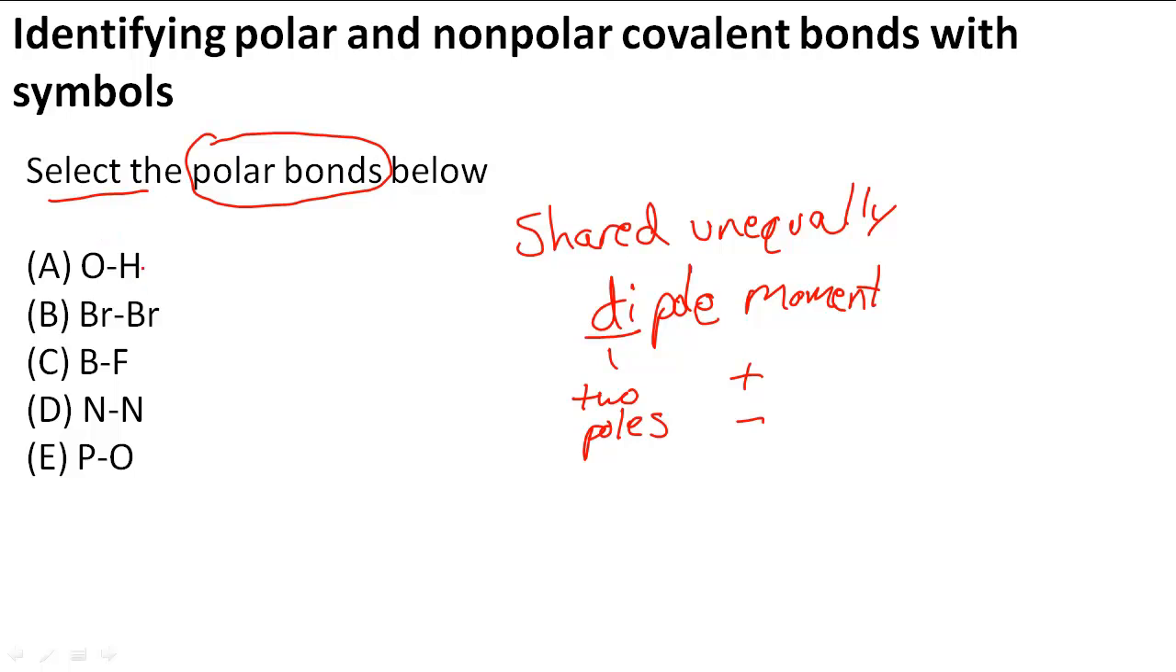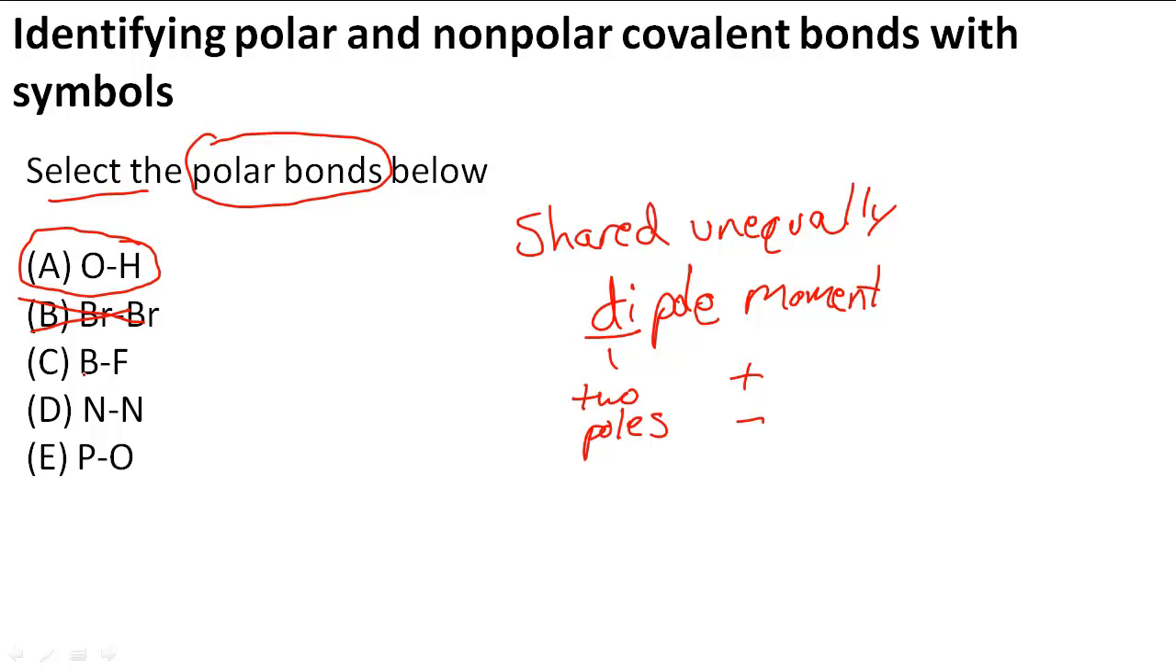O and H have a very polar bond because their electronegativities are further apart than closer. So A is going to have dipole moments, and that is a polar bond. Br and Br have the same electronegativity, so this would be considered a nonpolar covalent bond. So I'm going to cross that out.